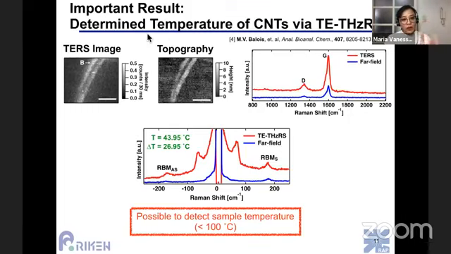Now, the other powerful thing about TERS is that you can get both the chemical information and the topographical information simultaneously. And note here that this is actually 2 carbon nanotubes, and the scale bar here is around 100 nanometers. So we can actually see very, very thin carbon nanotubes, both in the TERS image, which is the Raman imaging of the G band, and also the topography.